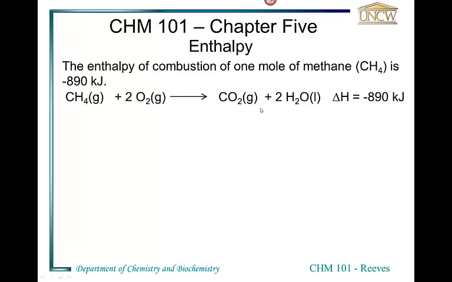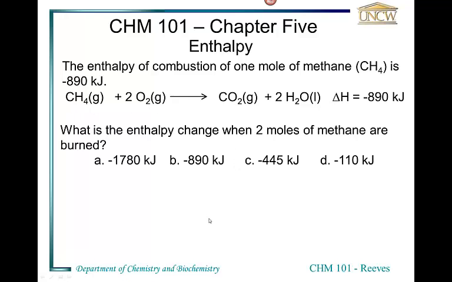In other words, there's 890 kilojoules less enthalpy required to string together the carbon, hydrogen, and oxygen atoms of CO2 and water compared to stringing those same atoms together as methane and oxygen. All right. Well, if that's true, what would happen if we had 2 moles of methane burning?